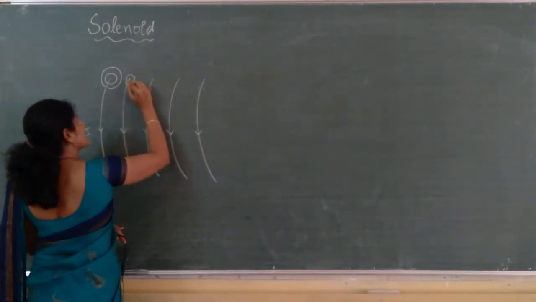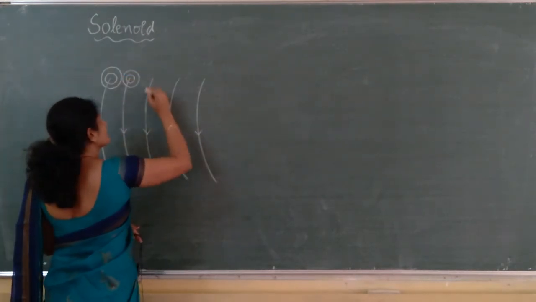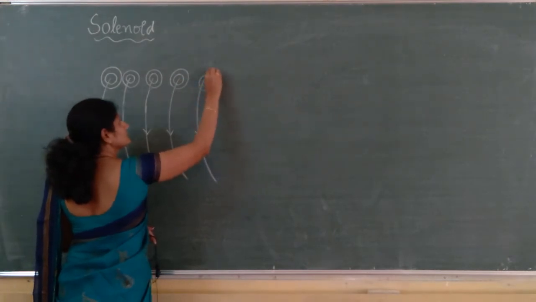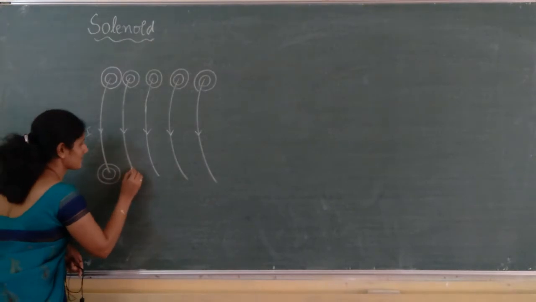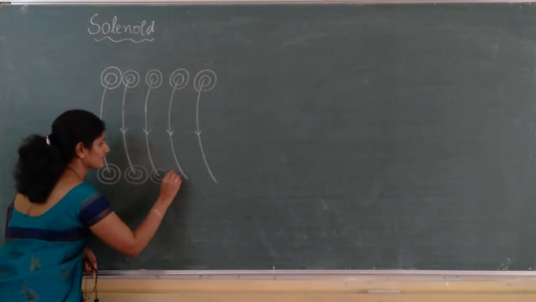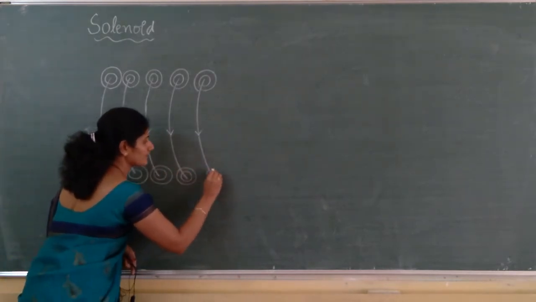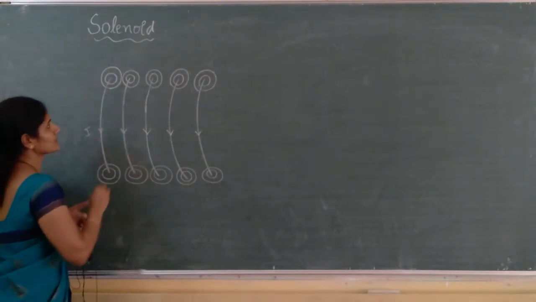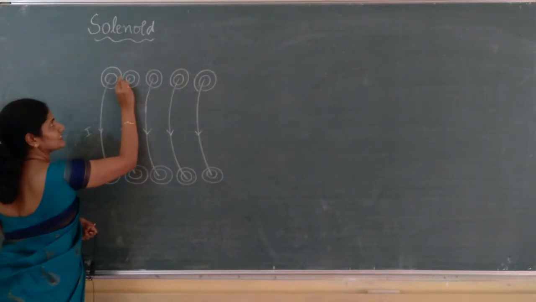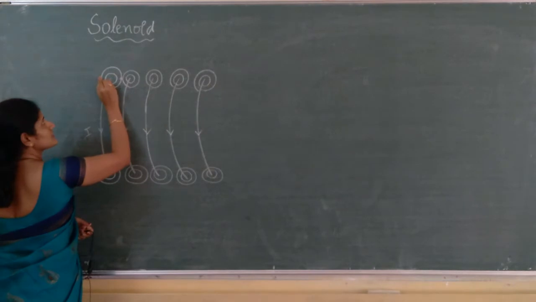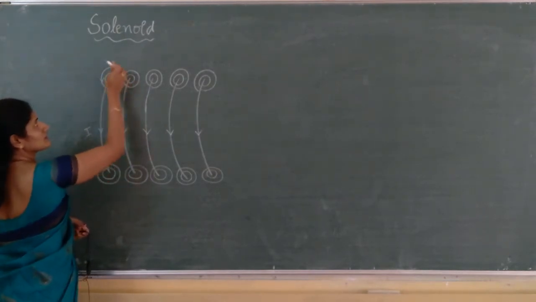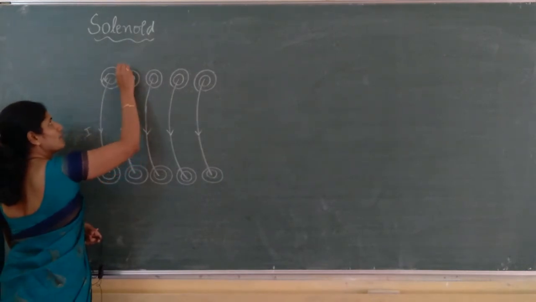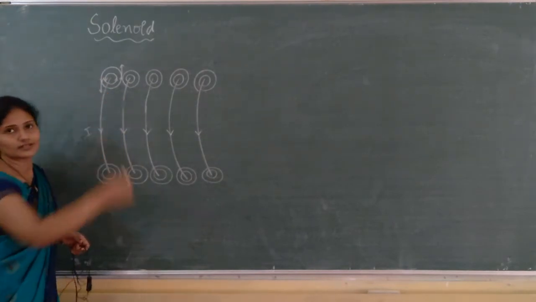Here also, we have magnetic field lines, like this. Here also, we have magnetic field. Okay, so this is the current, and the magnetic field lines are like this. That means at this point, the direction of the magnetic field is like this. Here also, we have magnetic field lines like this. In order to get the direction, you have to draw a tangent. At this point, the direction of the magnetic field is downwards.